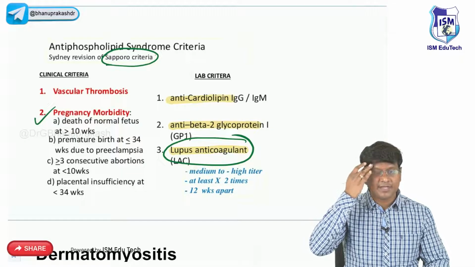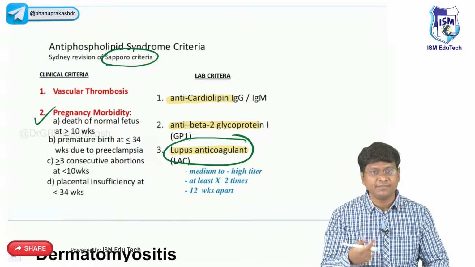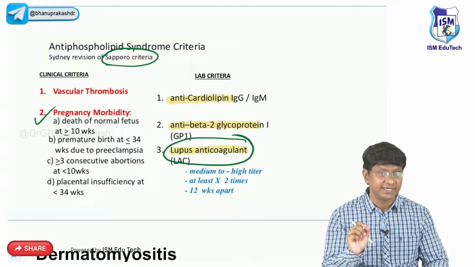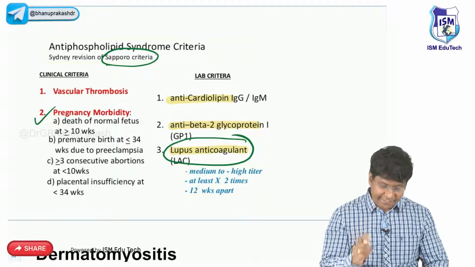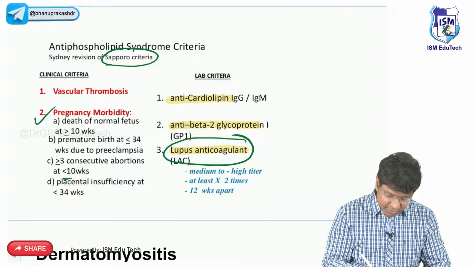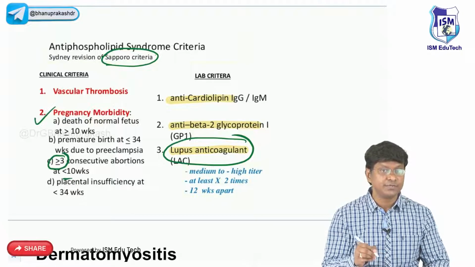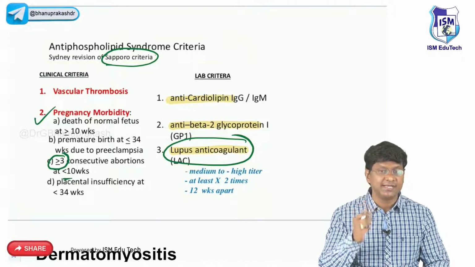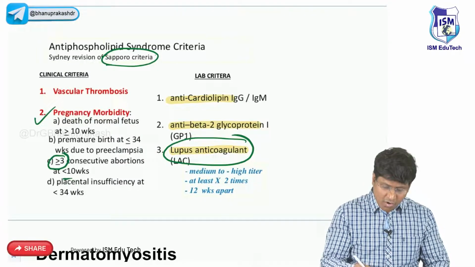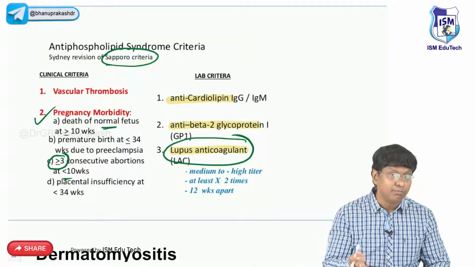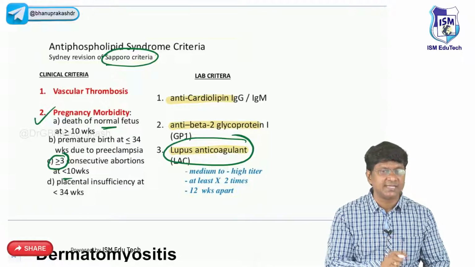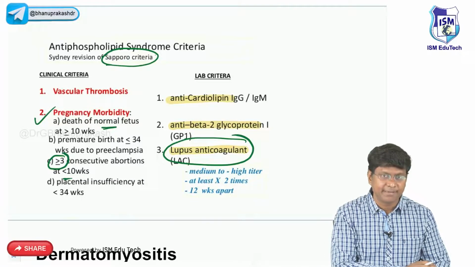So pregnancy morbidity, what do you need to have? You need to have recurrent pregnancy loss, that is recurrent abortions. If the gestation is less than 10 weeks, the number of abortions should be more than or equal to 3 consecutive abortions at less than 10 weeks. That is one criterion. Or death of a morphologically normal fetus at more than or equal to 10 weeks. That is another important criterion for pregnancy morbidity.